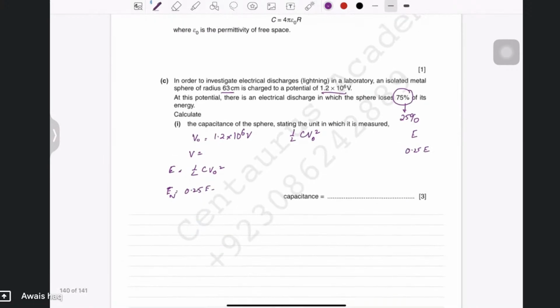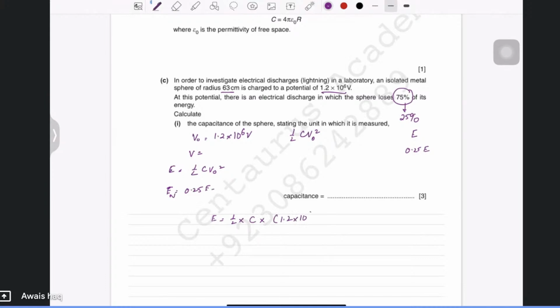I'm doing the same thing, I'm trying to do that. So C, we can find it through the value, like it's C times, and then we can write 1.2 times 10 raised to the 6 whole square. Okay, and this needs to be equal to this one, because if we put this right here, the new energy is going to be 0.25.